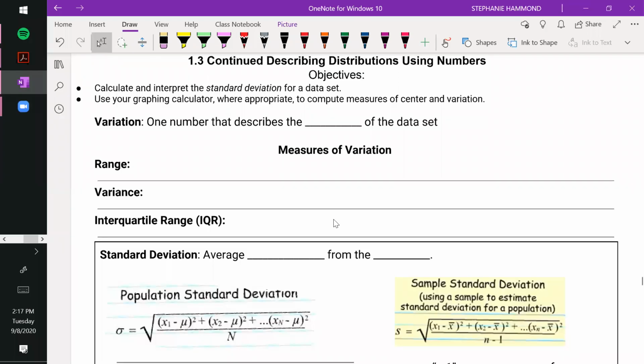All right, continuing 1.3, let's talk about measures of variation. In the last part of 1.3, we talked about population, statistics, parameters, samples, and then measures of central tendency: mean, median, and mode.